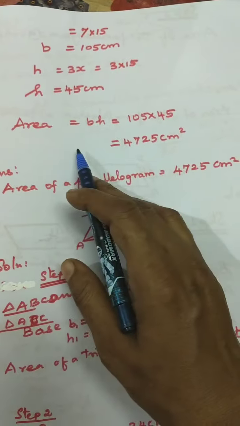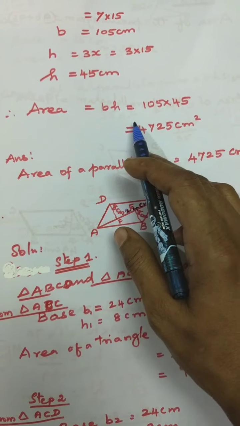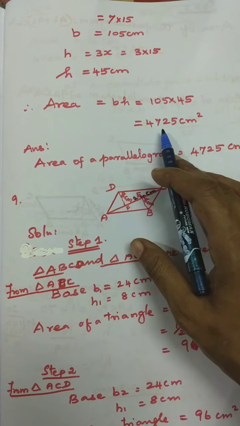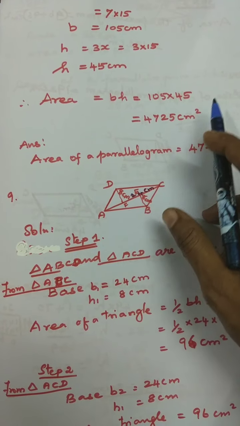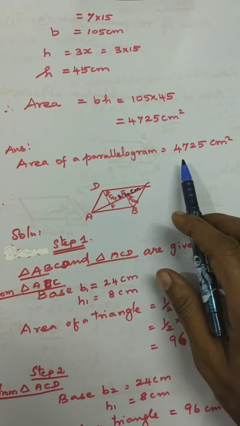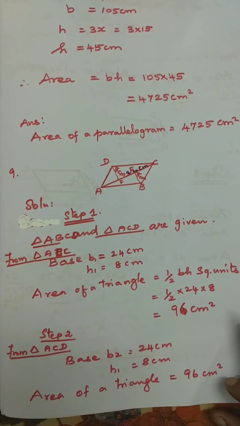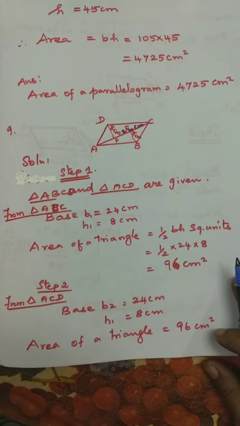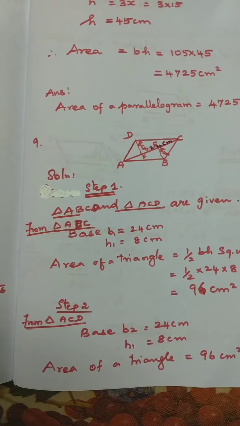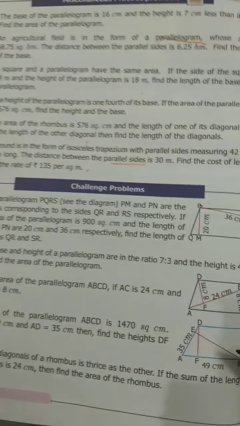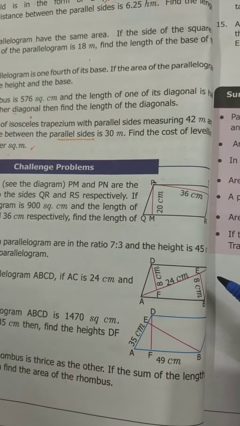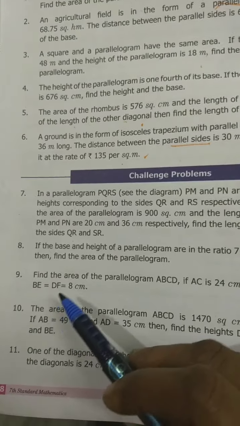Now area is equal to BH is equal to 105 into 45. That is equal to 4725 centimeter square. Now answer. Area of a parallelogram is 4725 centimeter square. Okay. Then 9th problem. We shall see the 9th problem. For 9th problem, they are given the diagram. The diagonal is, it is in the form of parallelogram.